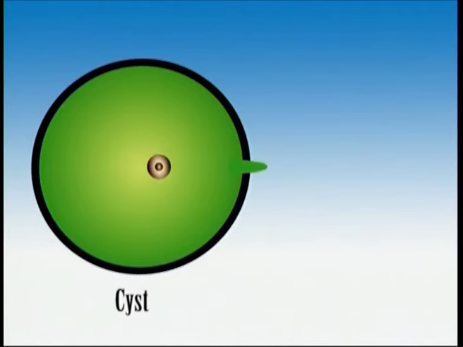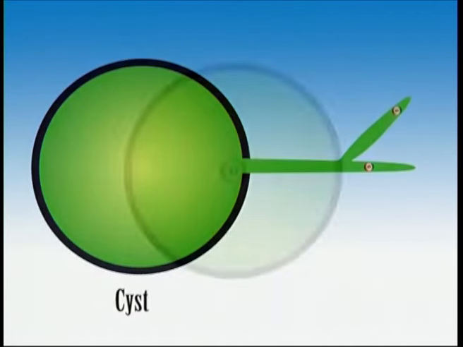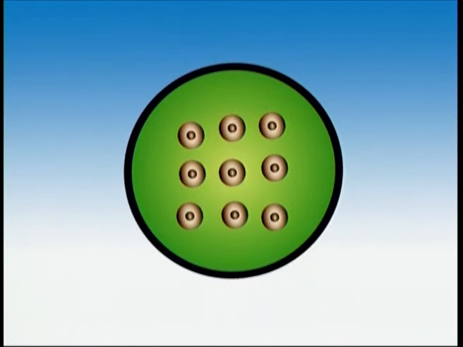The cyst, on the arrival of favorable conditions, either directly germinates to establish a new mycelium or it gives rise to secondary zoospores, which then germinate to establish the mycelium.